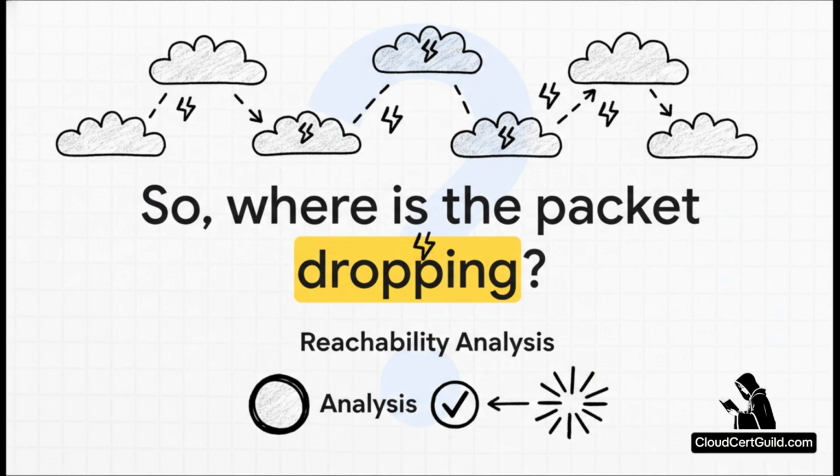And this brings us to the ultimate question in pretty much any connectivity case, right? Where is the packet dropping? That's what we need to know. And because reachability analysis simulates the entire path, it can tell us with absolute certainty.